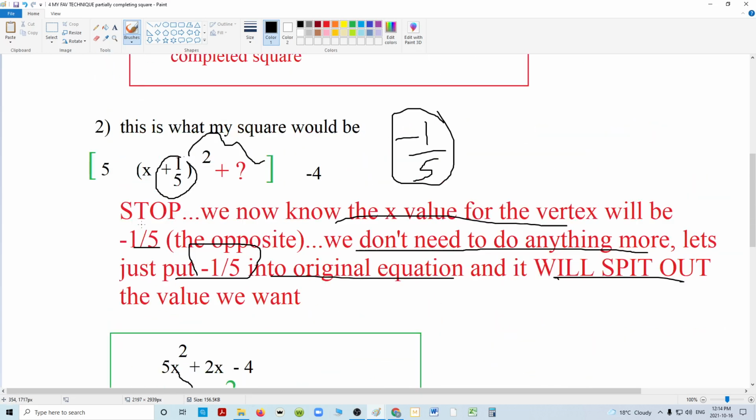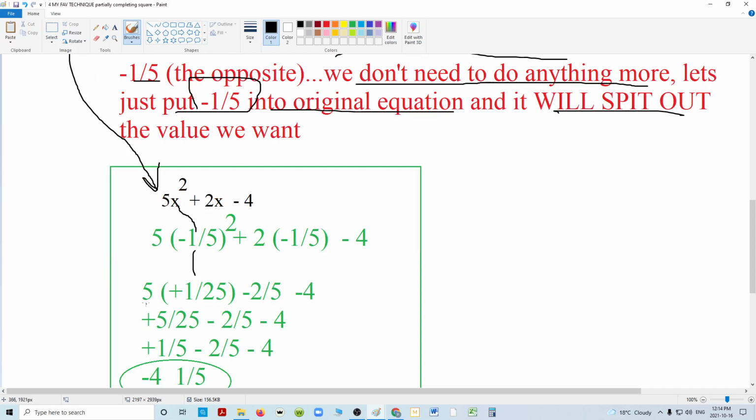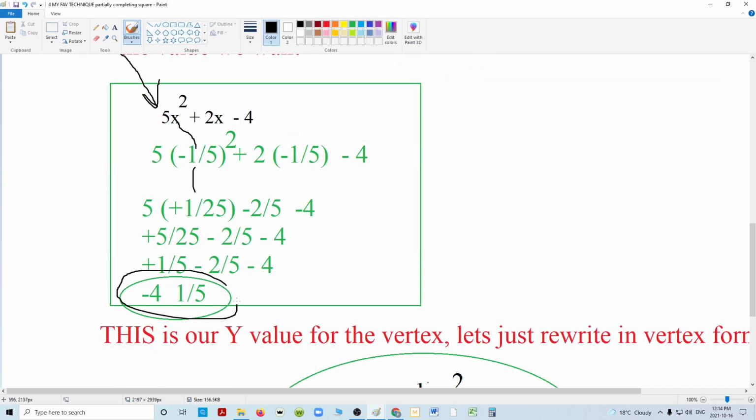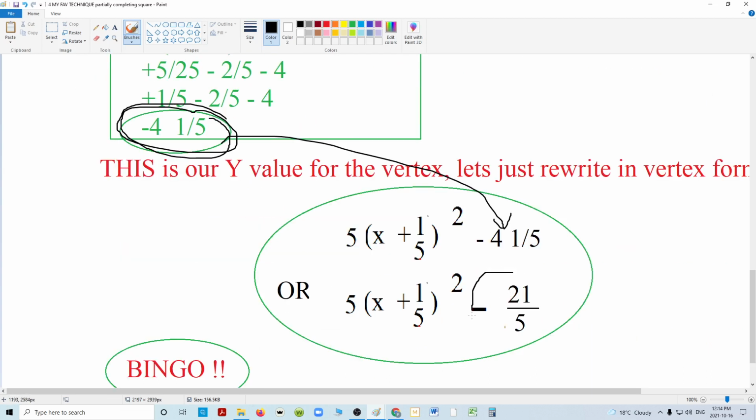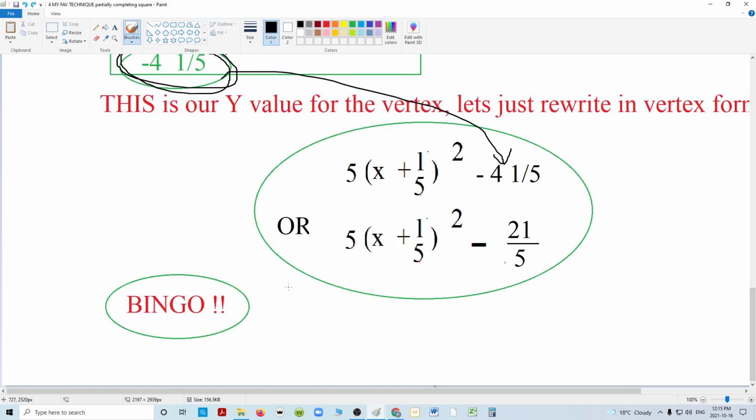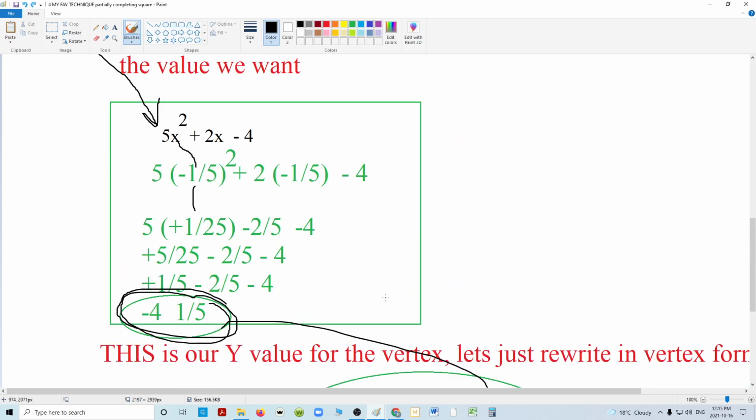I actually love completing the square. So completing the square is, once you figure out this part of it, you now know the x value for your vertex, and all you have to do is plug it into the equation, or let your calculator plug it into the equation to get the result. This result is always going to be the y value of your vertex, which is always here in the vertex equation. So that means partially completing the square works really well. Bingo. I love partially completing the square.